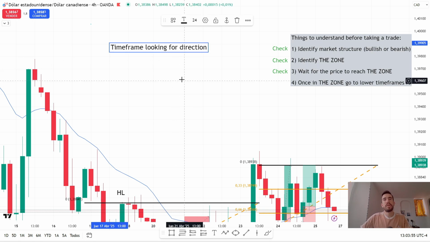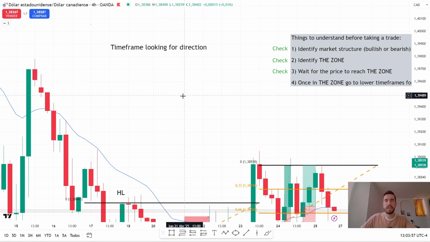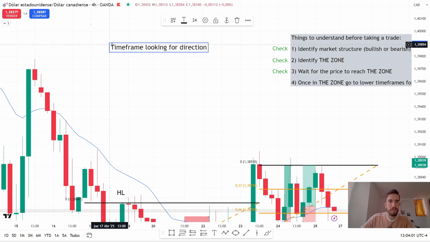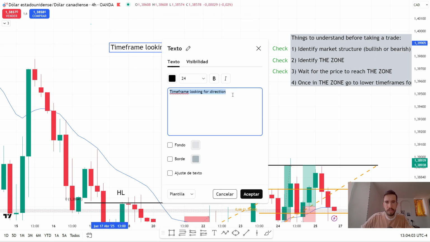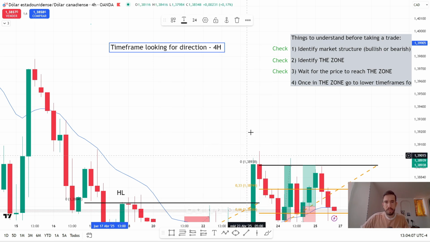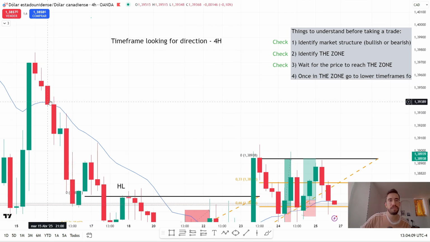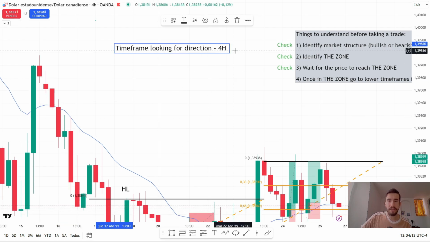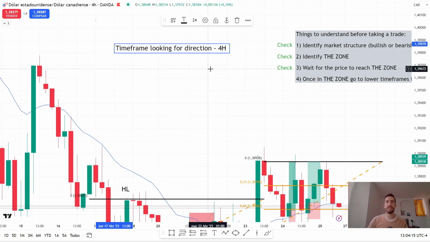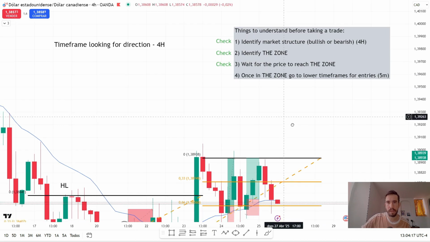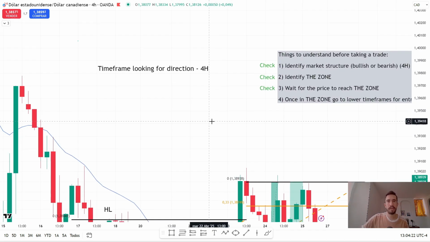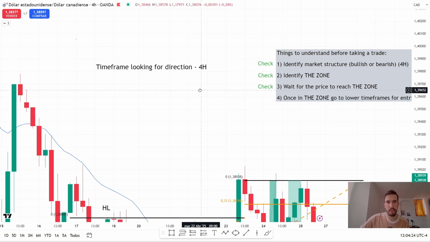So what's the time frame looking for direction? In this case, what we did in the last video, the time frame that we are using to look for direction is the 4 hours. So it's the 4 hours time frame, which means that every candle is 4 hours of information, okay? This time frame we only use to identify the market structure, the point 1. I want you to remember that.